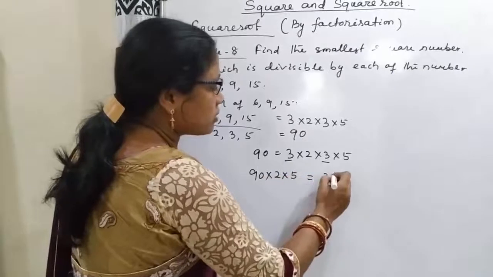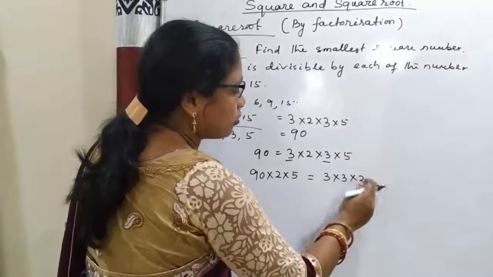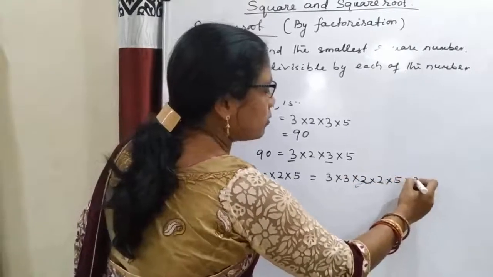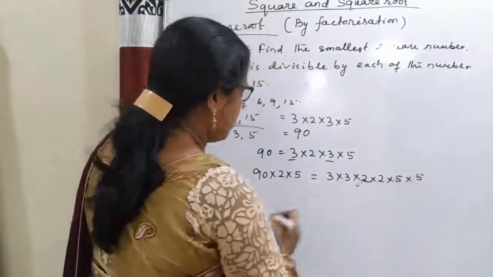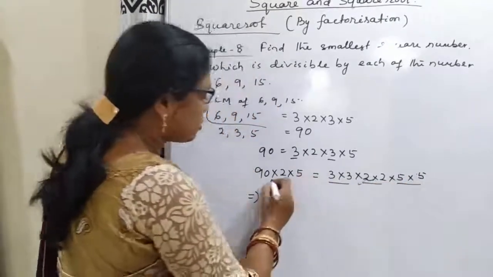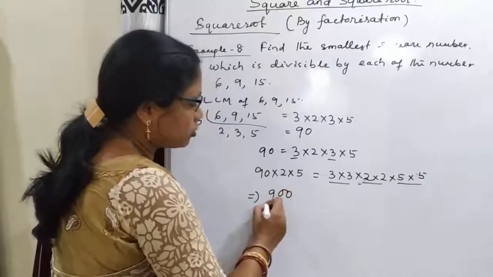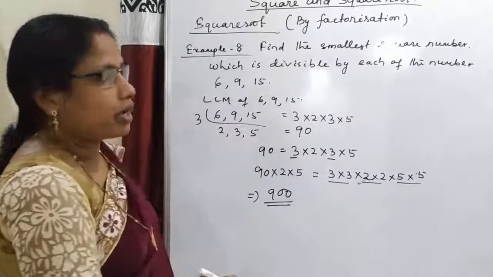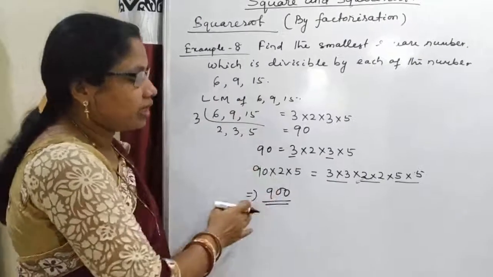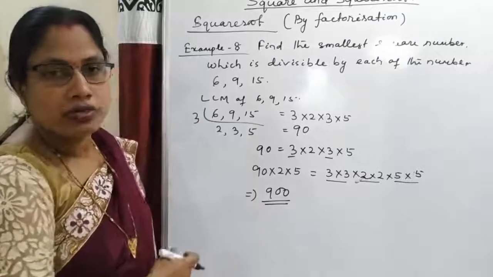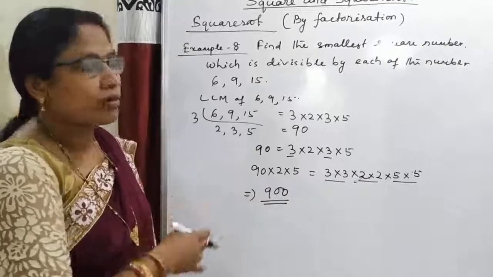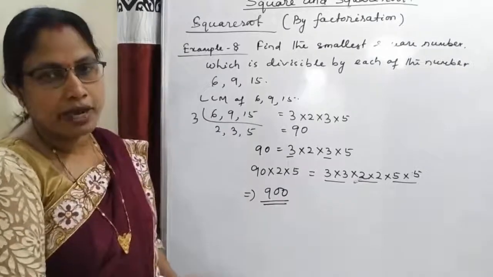So this becomes 3 multiplied with 3, 2 multiplied with 2, then 5 multiplied with 5. So this can be a square number. So this becomes 900. So 900 is the smallest square number which is divisible by each of the numbers 6, 9 and 15. So in this way you can find the square or square root of any number by using the prime factorization method.